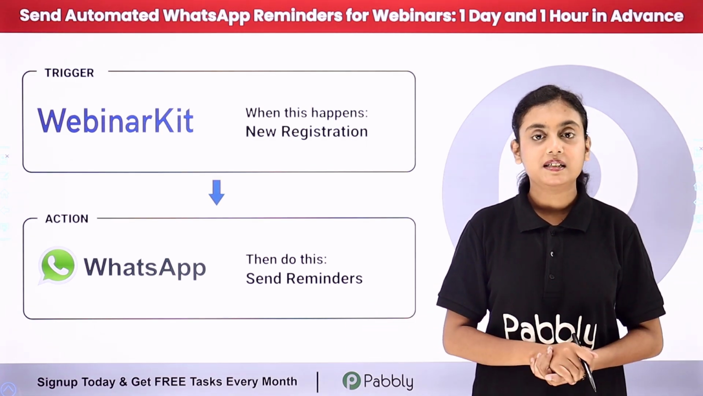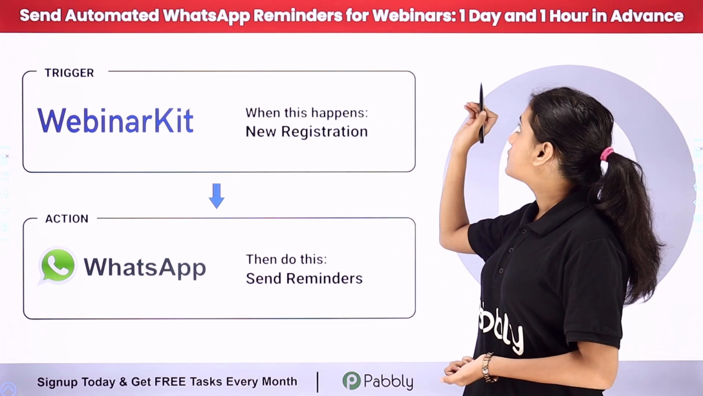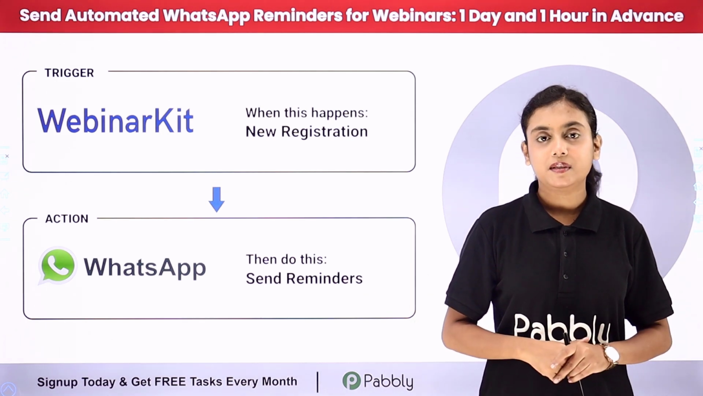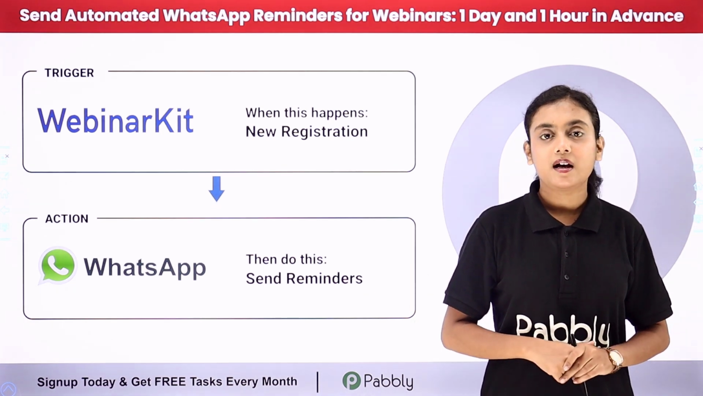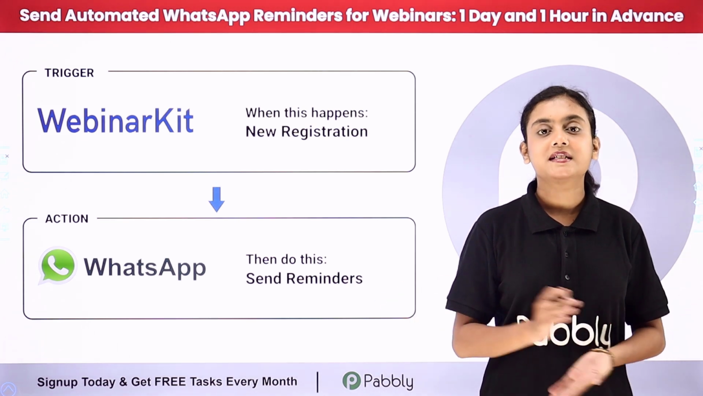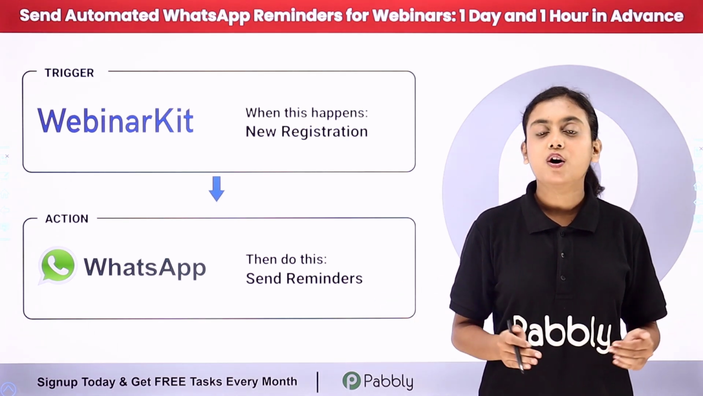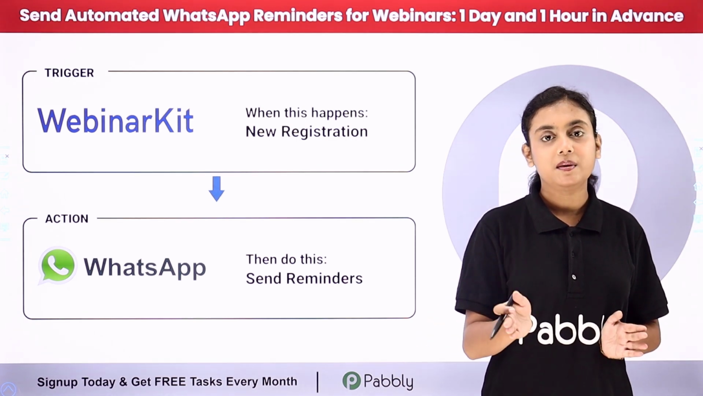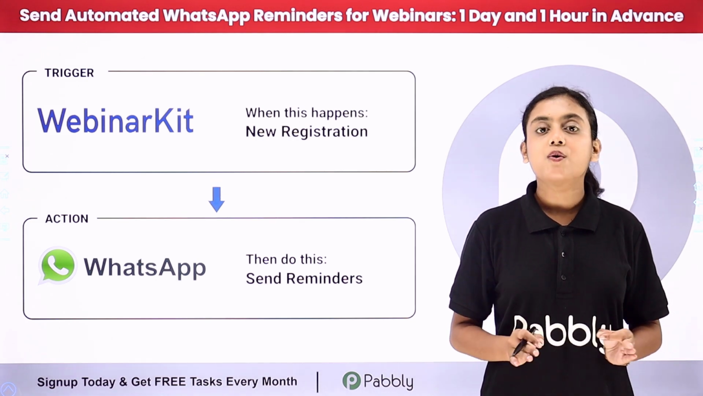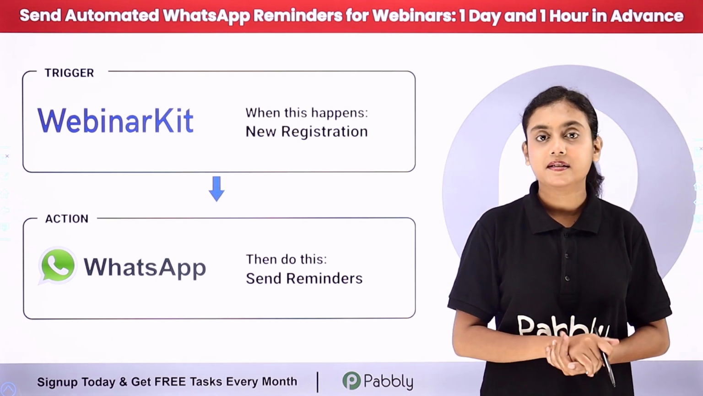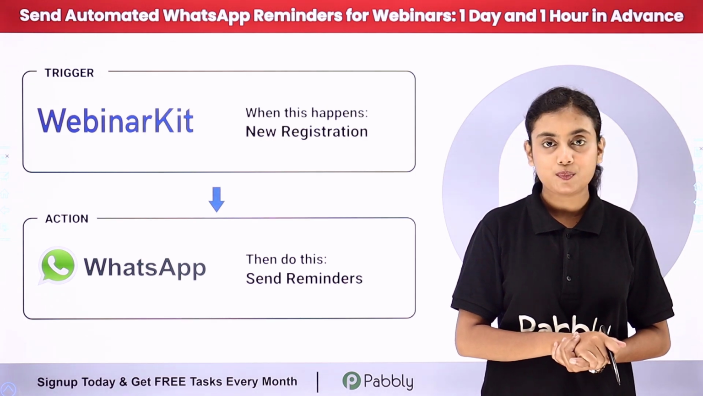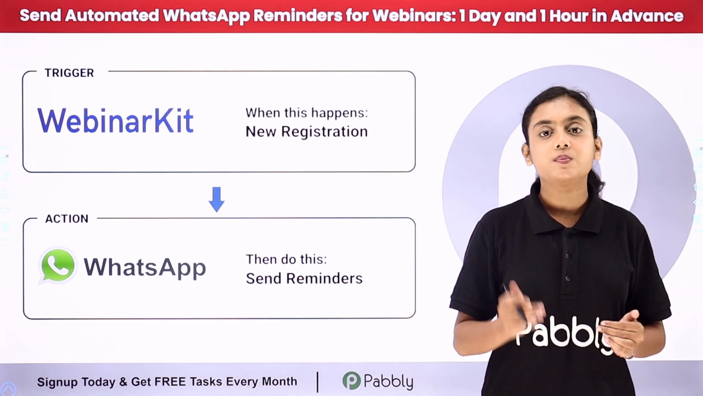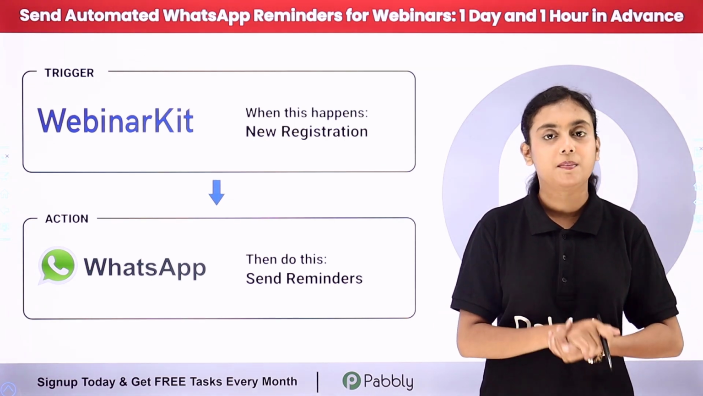In this video, we're going to learn how to send automated WhatsApp reminders for webinar 1 day and 1 hour in advance. So I'm a personality development coach and I organize webinars for all of my clients on a regular basis using WebinarKit. I want that as soon as a new registration is done by any of my attendees for the webinar using WebinarKit, I want to send that attendee WhatsApp reminders on two different occasions. That is going to be a day before the event as well as an hour before the event. So they are going to be reminded of the occasion, that is the webinar, okay?